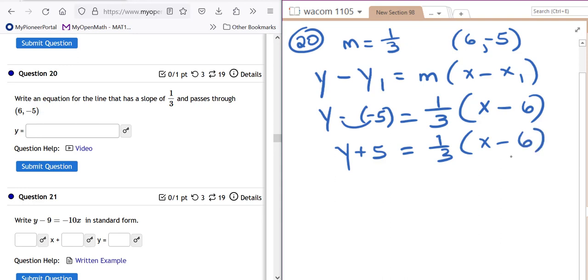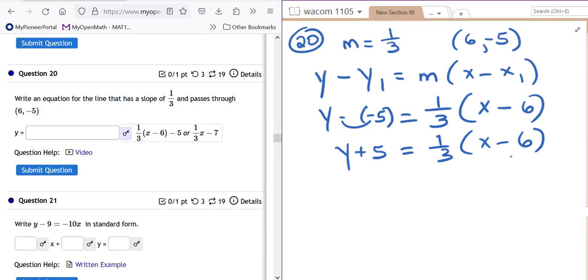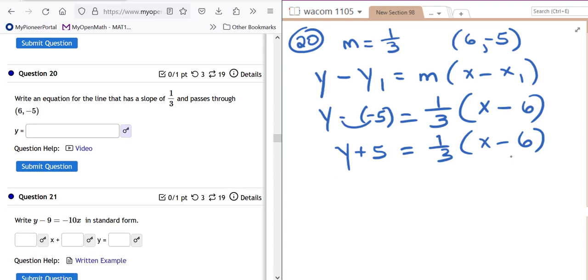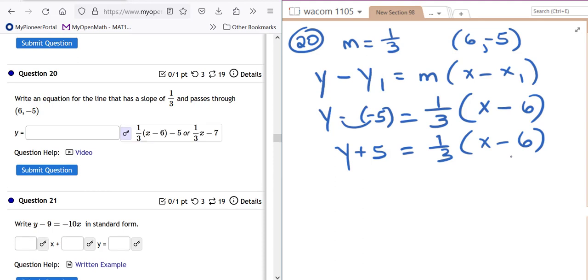The next step here, I would clear the fraction. And let's see which form they want. Okay, they're going to accept either form. And they already have the y there. So since they had the y there, that was actually a clue. They don't want standard form. So it would have accepted, let's see.